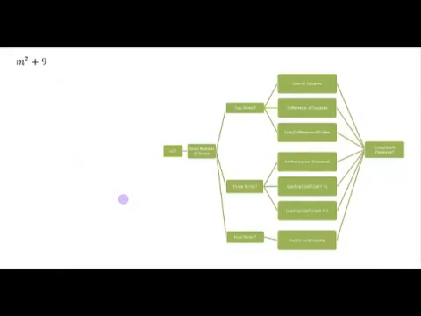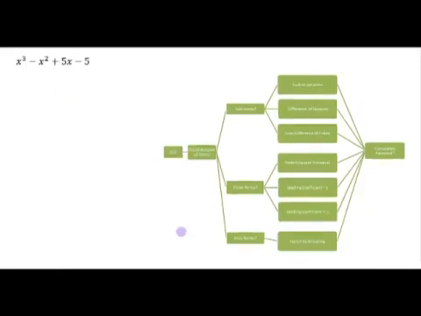m squared plus 9. First, do we have a greatest common factor? Not this time. We count the number of terms. We have 2 terms. Is it a sum of squares? It definitely is. A square added to a square is a sum of squares. So we know that this polynomial is prime.